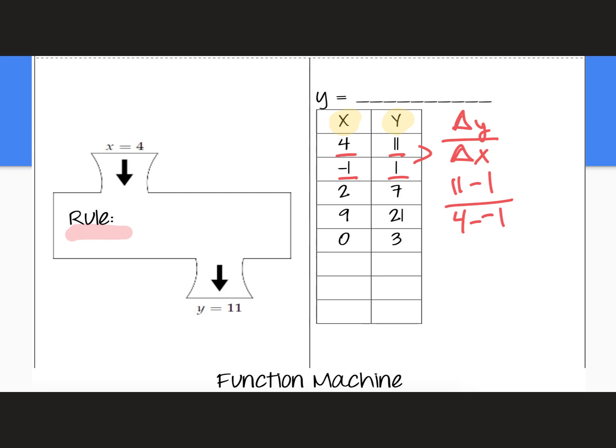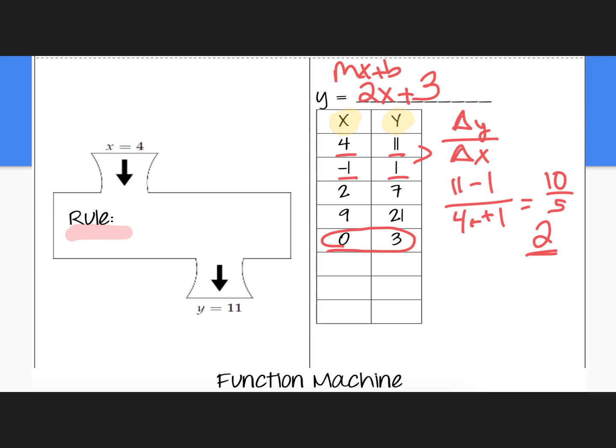Well, I know minus negative turns into plus. So this gives me 11 minus 1 is 10. 4 plus 1 gives me 5. Well, 10 over 5 just gives me 2. So that's the slope. Because remember, these are y equals mx plus b. In this case, I know it's linear. So here's my m. Here is my y-intercept. When x is 0, y is 3. So my rule here is y equals 2x plus 3. And that works for all of those.